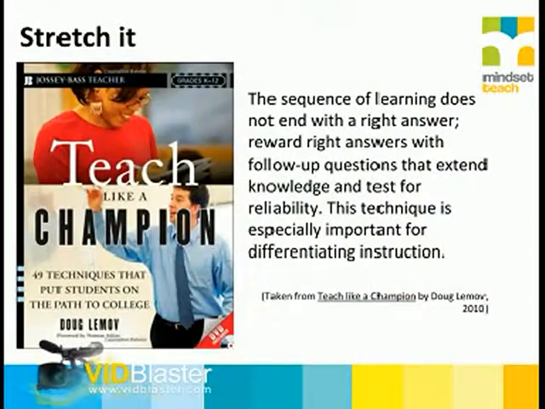This week, we are talking about Stretch It. It's from the same book, written by Doug Lemov, and it says the sequence of learning does not end with the right answer. Reward right answers with follow-up questions that extend knowledge and test for reliability. This technique is especially important for differentiating instruction. Okay, it's quite a mouthful. Yes, it is, and I'm quite impressed I read it without stumbling.